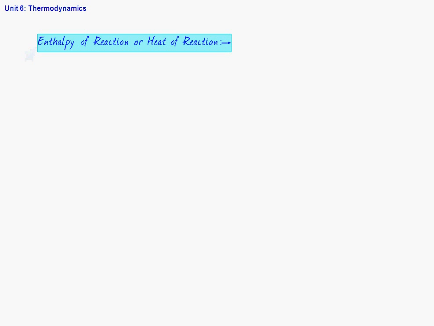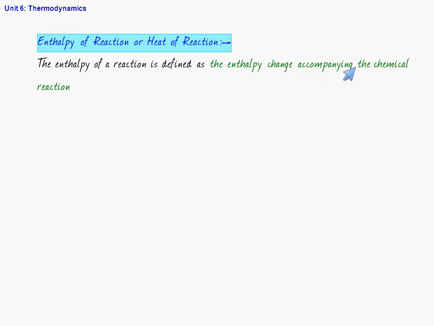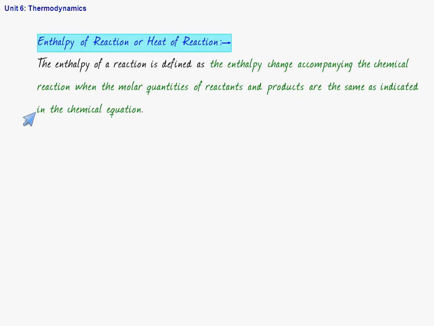Okay? So, if you forget the proper definition, you can still make the definition. Now, the proper definition is that the enthalpy of a reaction is defined as the enthalpy change accompanying the chemical reaction when the molar quantities of the reactants and products are the same as indicated in the chemical equation. It is also known as heat of reaction. It is represented by delta RH. R represents the reaction. So delta RH.